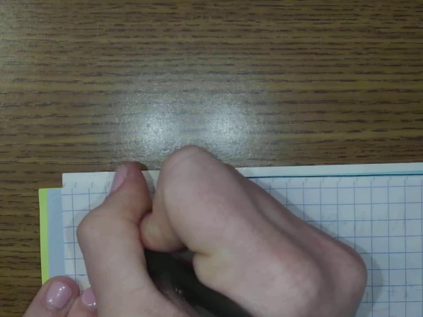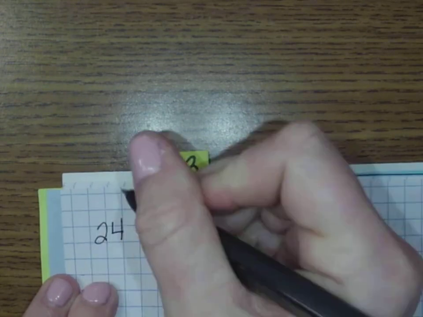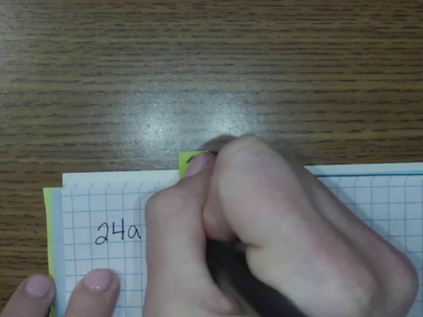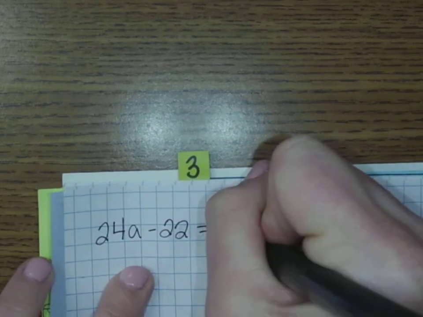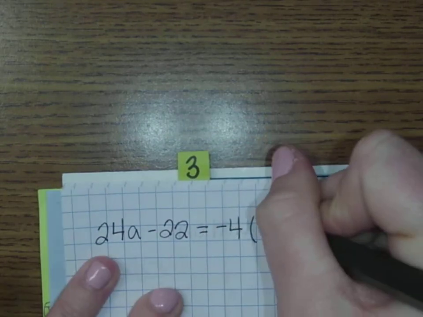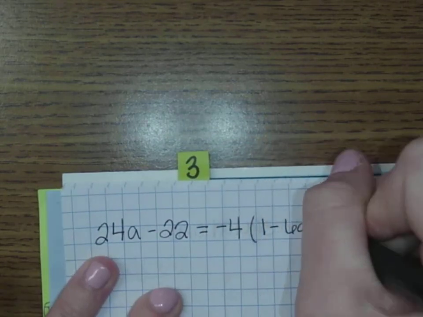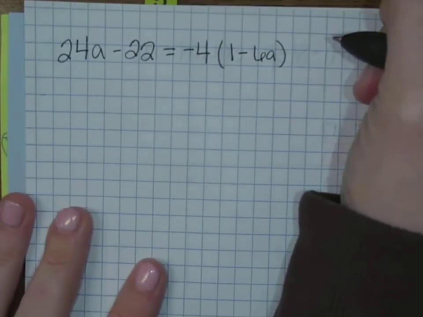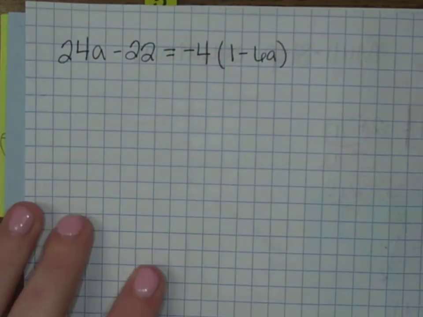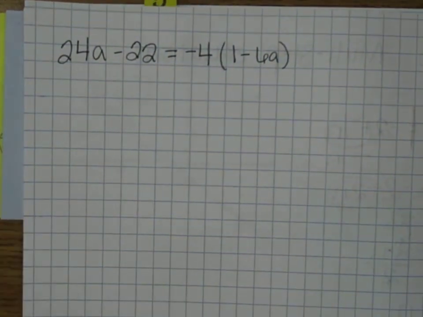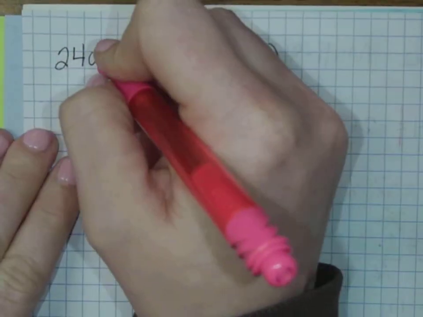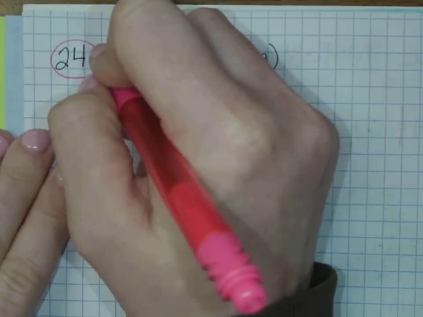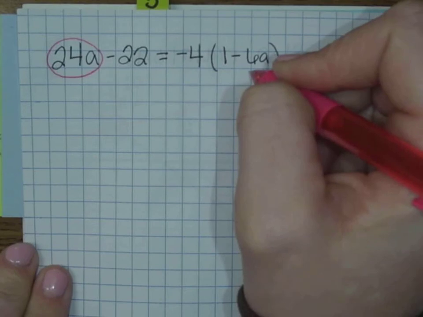All right. So now we have 24a minus 22 equals negative 4 parentheses 1 minus 6a. Okay, now the last two I've told you to just circle the variables. Well, there's one right here, and then there's one inside this parentheses.